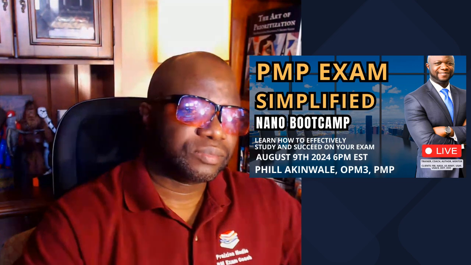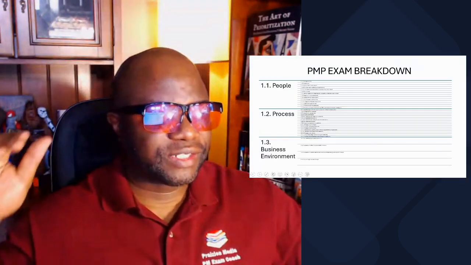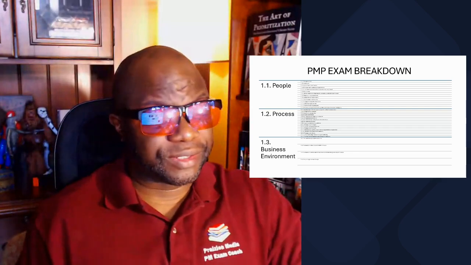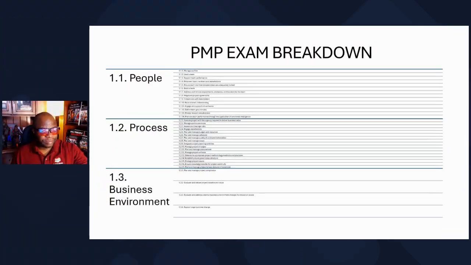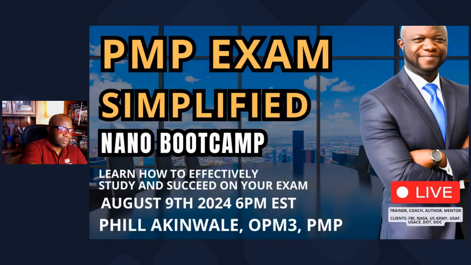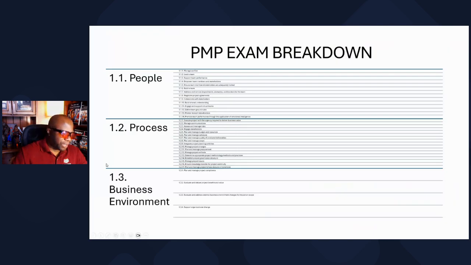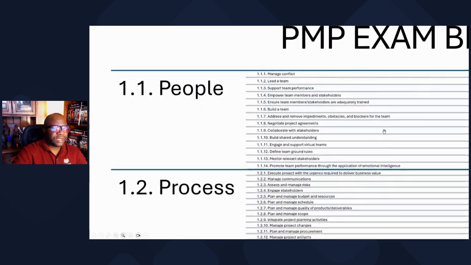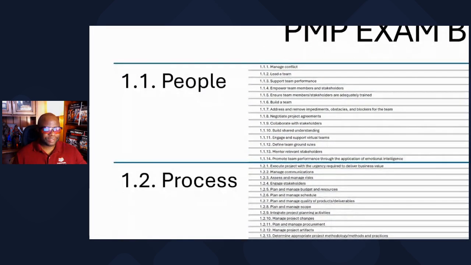So, the PMP exam at its 40,000 foot view looks just like this. Let's zoom in a little bit. If we get to PMP in the people domain, as you can see here, there are 14 things that you need to be able to speak to, need to feel comfortable doing, and need to be knowledgeable in.